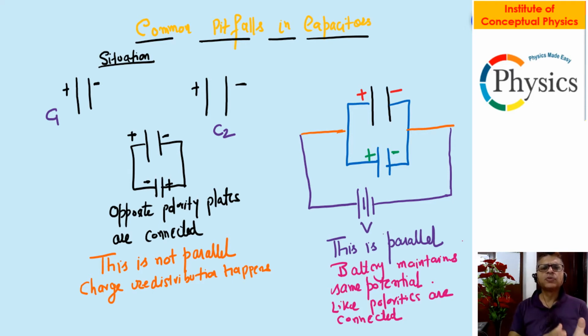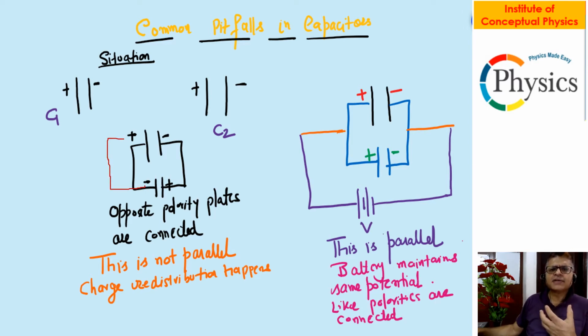So you bring two capacitors which are charged and then connect opposite polarities. So let me show you where the opposite polarity is. So you have these two capacitors, right? But the way they're connected is the positive is connected to the negative.